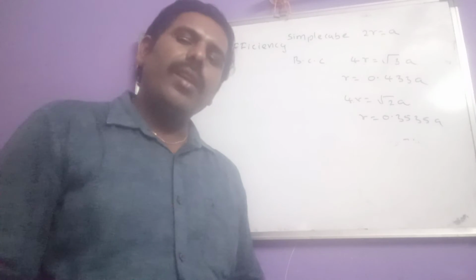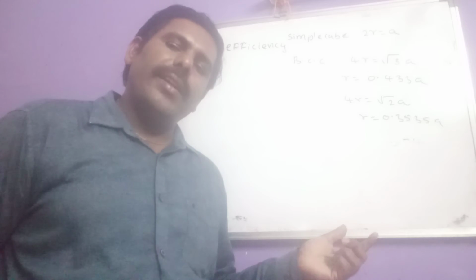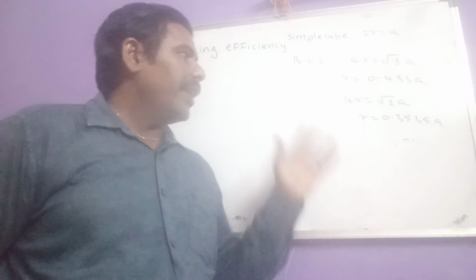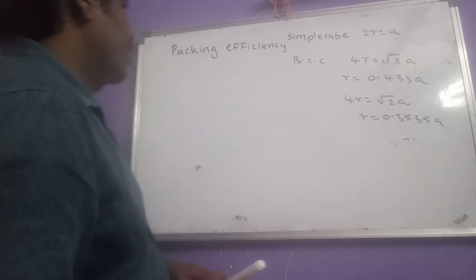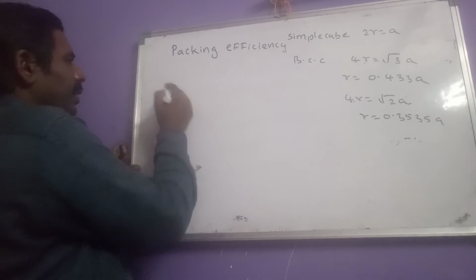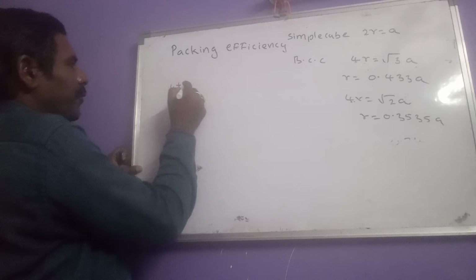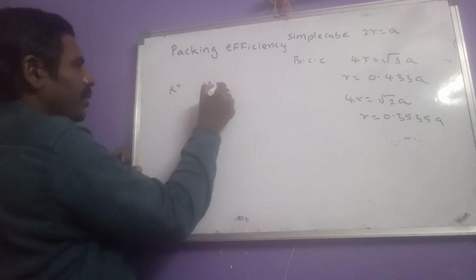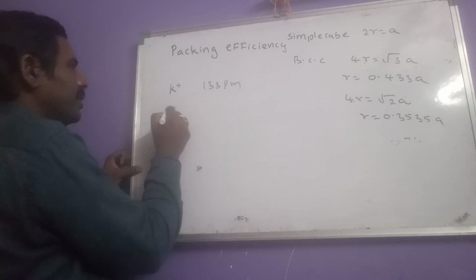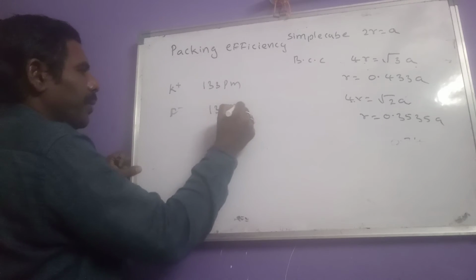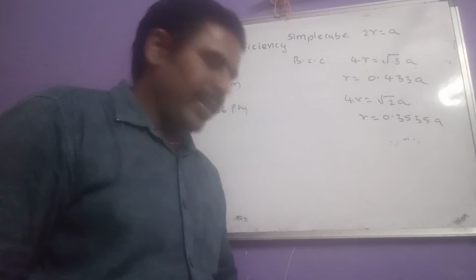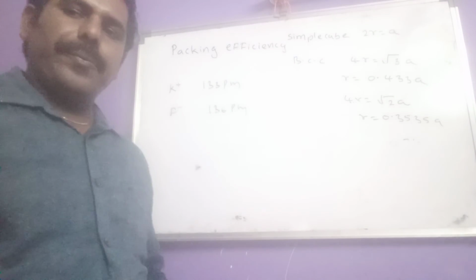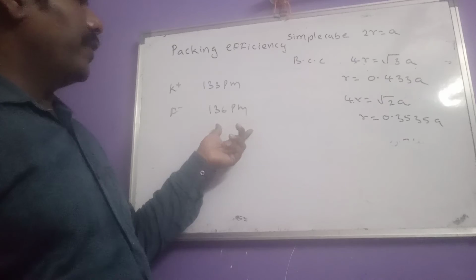Okay, then what are the mathematical questions regarding these relations? First, let us see one question here. The radius of K plus is 133 picometers and F minus is 136 picometers. So now, what is the edge length in KF crystal? Edge length in KF crystal.